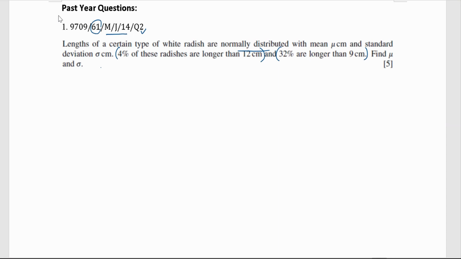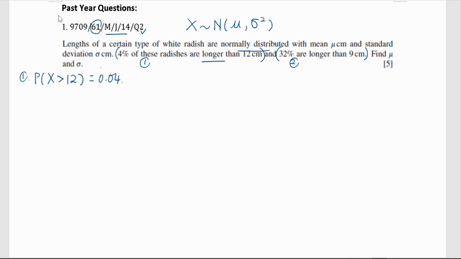So we need to use the first information, label the first, second. So make use of the first information, which means the probability that the radish, I make it as a variable X, which follows a normal distribution with mean mu, variance sigma squared. The length of the radish is greater than 12 cm, and the probability is 0.04.